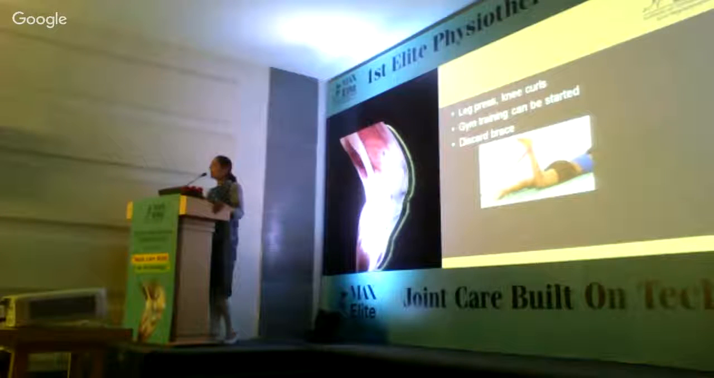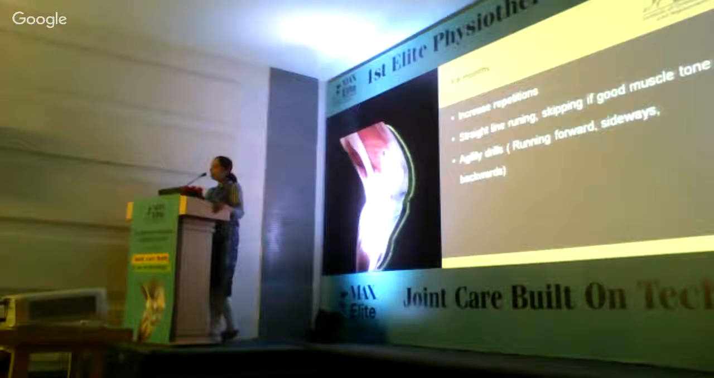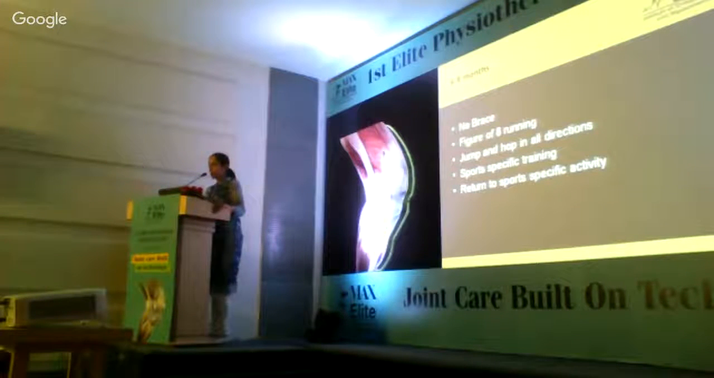Then leg press and gym training will be started. Now the sports person is not wearing any brace. He is doing all the activities without any supportive brace. After that, skipping will be started, depending upon whether the patient has good muscle tone or not. Agility drills: running forward, sideways, backwards. So there will be progression of activities.